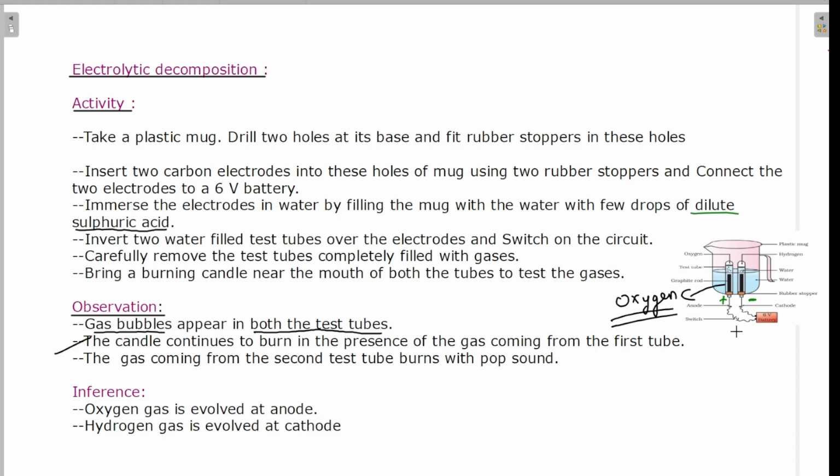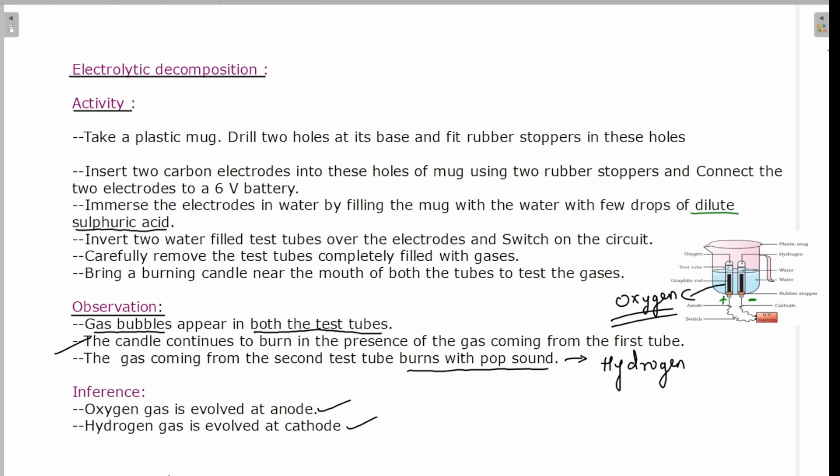As we know, oxygen is a combustion supporter, which we have learnt in class 8. Then the gas coming from the second test tube burns with a pop sound. When we remove this test tube filled with the gas and bring the burning candle near it, the gas burns with a pop sound, which shows the gas liberated at this cathode is hydrogen. So from this we conclude that oxygen gas is evolved at the anode and hydrogen gas is evolved at the cathode.